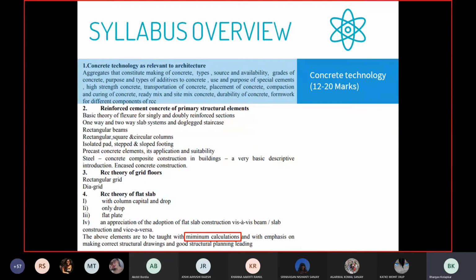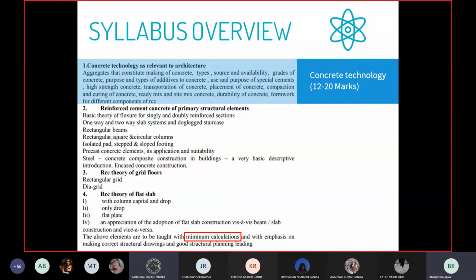So, would anyone like to add to it? Have you already learned it, or is this something new to you? We learned the basics of concrete technology in second year. Okay. But topics like transportation, placement, and storage of it, those we have not.